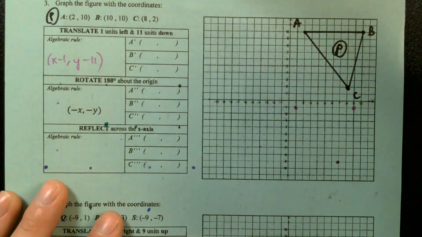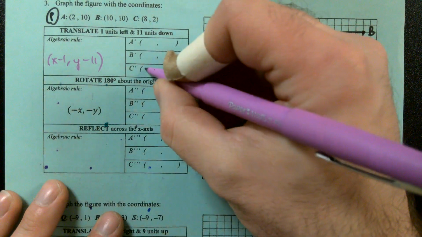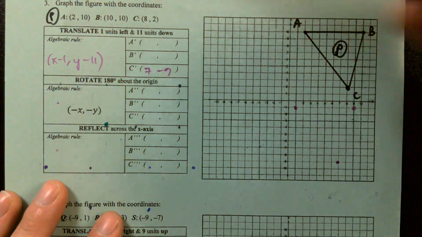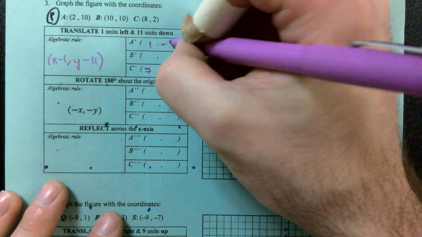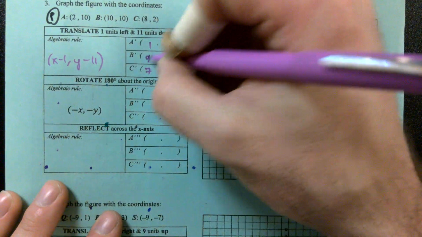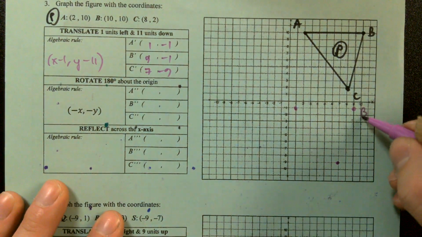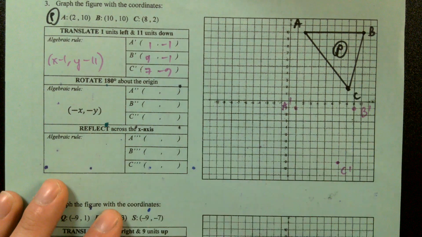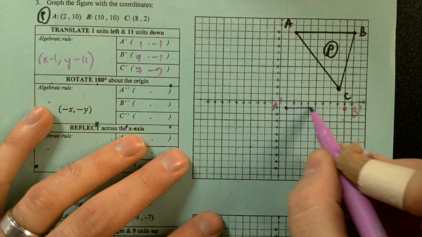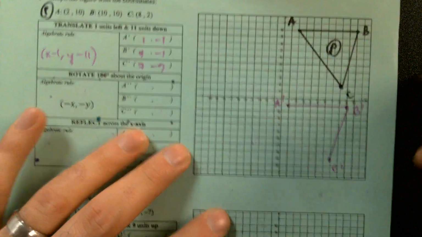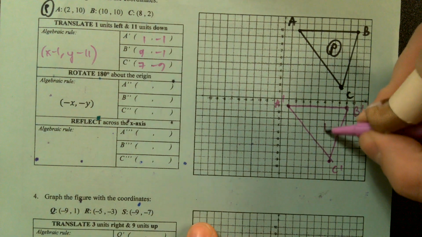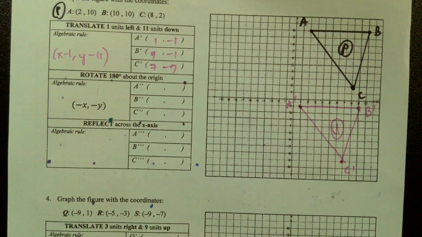7, -9? Yeah, it is. Okay. For C prime, 7, -9. 1, -1 for A prime. And 9, -1 for B prime. I'm not going to use my ruler. I'm just going to eyeball it. And that's my image number 1. All we did was drop it down and a little bit to the left.